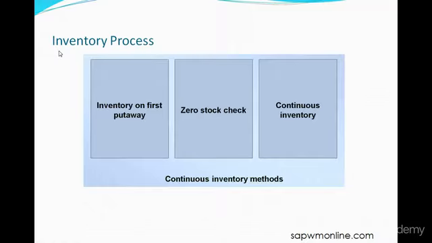Next, as I was saying, there are certain variations in continuous inventory methods. We have inventory on first put away and zero stock check. Inventory on first put away means that whenever there is an empty bin and you are putting in the material for the first time, during confirmation of the transfer order, the system prompts the user to check whether the bin is really empty. This ensures that when the bin is filled, it is filled with the accurate quantity, and that there is no residual material left in the bin.